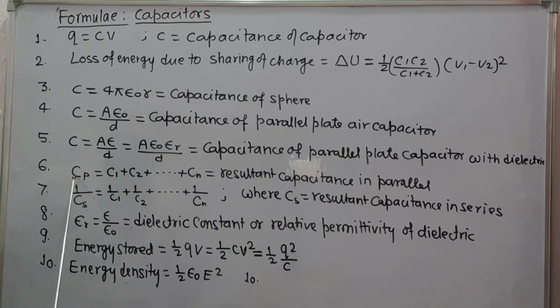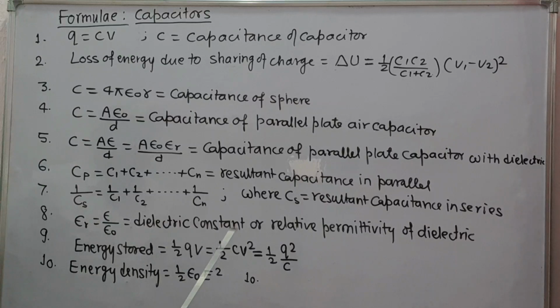dielectric. In parallel combination, resultant of parallel capacitors is C1 plus C2 plus dot dot plus Cn, whereas in series combination of capacitors, resultant capacitance Cs is given by this relation 1 upon Cs is equal to 1 upon C1 plus 1 upon C2 plus dot dot plus 1 upon Cn.